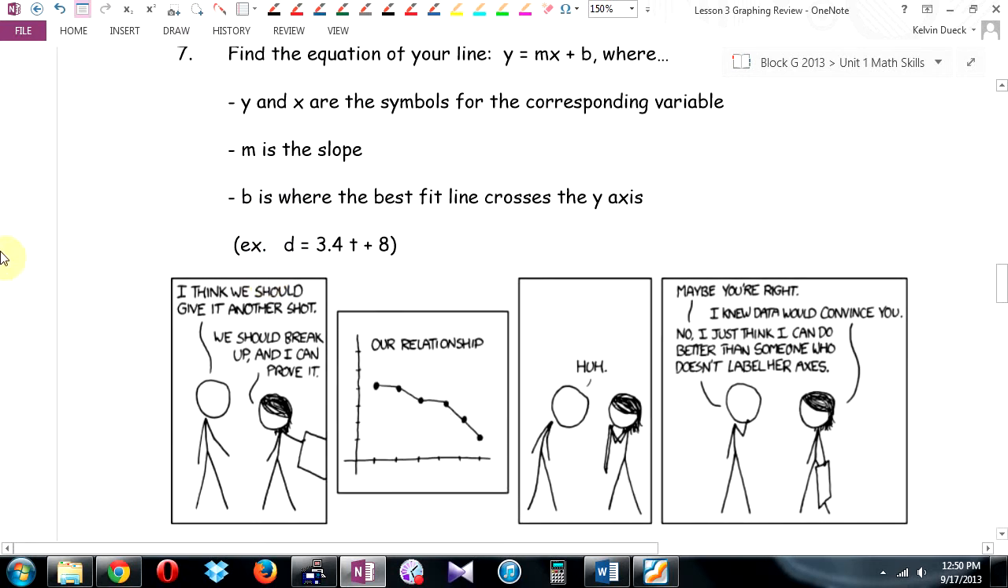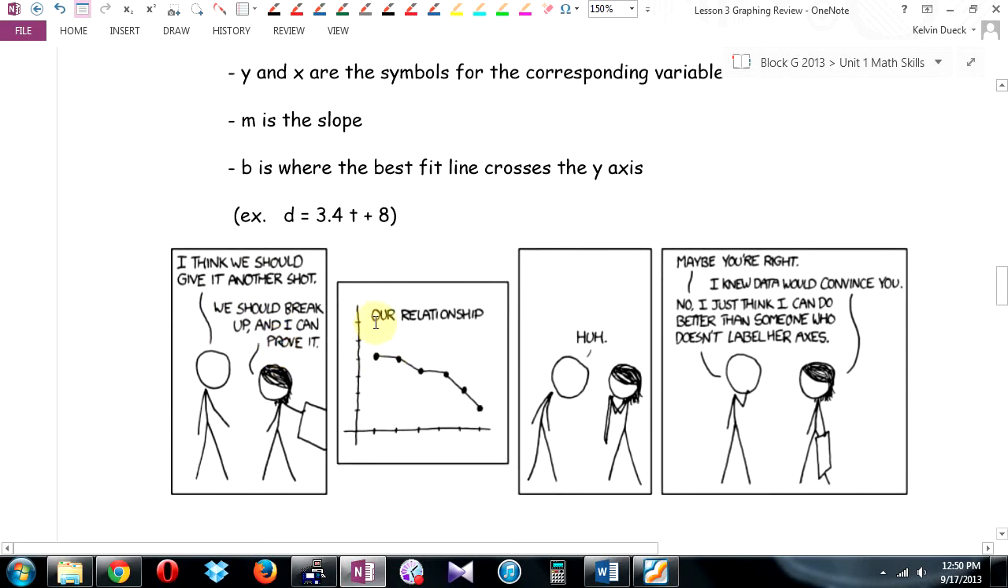A little comic, so I think we should give it another shot. We can break up and I can prove it. Here's a lovely graph of our relationship. And you can see the slope is going down. The man says, huh, maybe you're right. She says, I knew data would convince you. No, I just think I can do better than someone who doesn't label her axes. You'll notice the graph doesn't have a title. Axes aren't labeled, no scale. Guys, you can do better than that. Ladies, you can do better than that too.